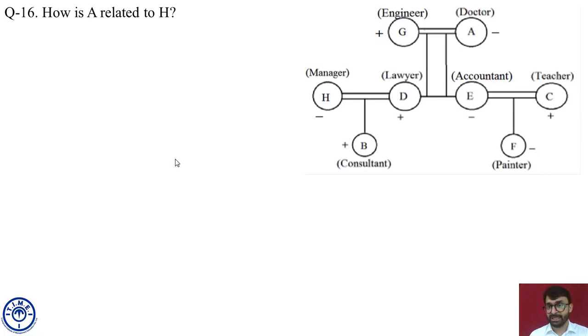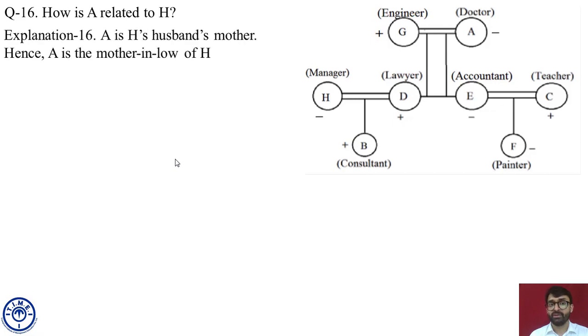We have to find A's relation to H. A is one of the grandparents. A's son is D, and D's wife is H. A is a female, so A has to be the mother-in-law of D. I'm sorry, A is the mother-in-law of H. Perfect. Fine.